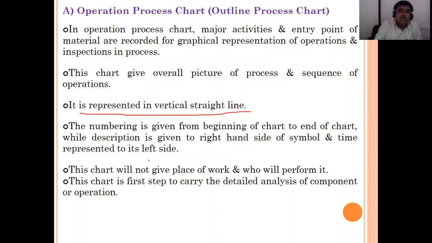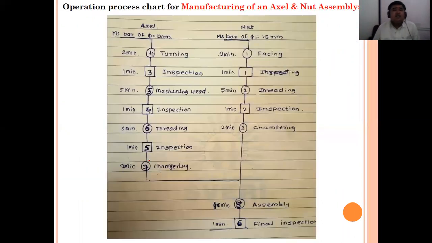Whatever chart is represented in front of you is like that only. So this is the chart. Here I want to produce a nut and axle. So what is the nut? MS bar of 15 mm. Then from that I will cut the particular material. Cutting is not mentioned here. Directly the facing operation is shown. Facing, first operation. How much time is required? 2 minutes. That means within 2 minutes your operation should be completed.